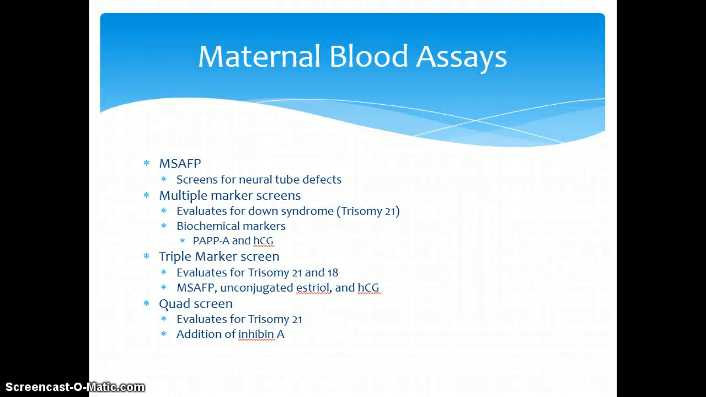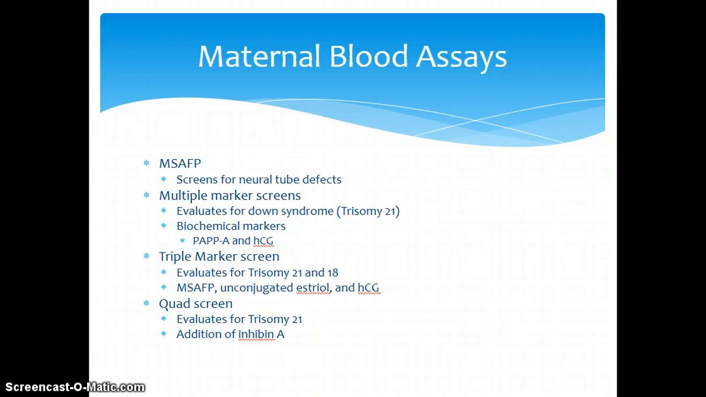Continuing on in Chapter 9, maternal blood assays. There are several different maternal blood assays that can be used to look for potential complications to the fetus. MSAFP is the maternal serum alpha-fetoprotein. This test screens for neural tube defects.